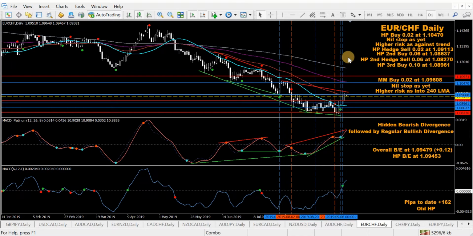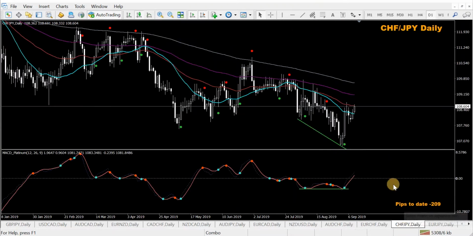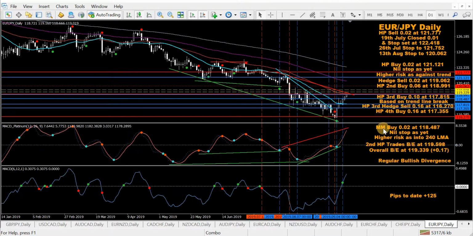We could look at starting to take some profit here or getting out of these. There's a lot of HP trades. I'd rather not be in that many. Swiss Japanese yen. It's the pair that hasn't got the mod MACD on there. Nothing happening at the moment. It's just going up and down. Just waiting for something to happen on it.